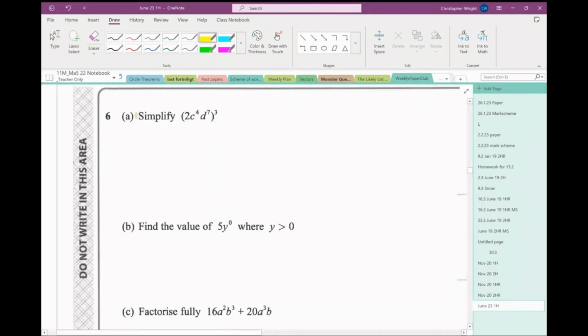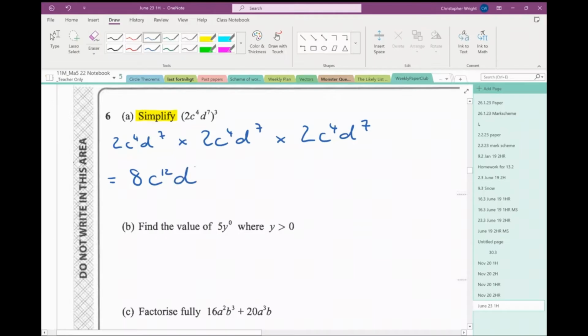Question 6, simplify. Well, this is something cubed, so it's going to be the something multiplied by the something multiplied by the something. So it's going to be 2 times 2 times 2, which is 8. C to the 4 times C to the 4 times C to the 4, which is C to the 12, add the indices, and D to the 21.